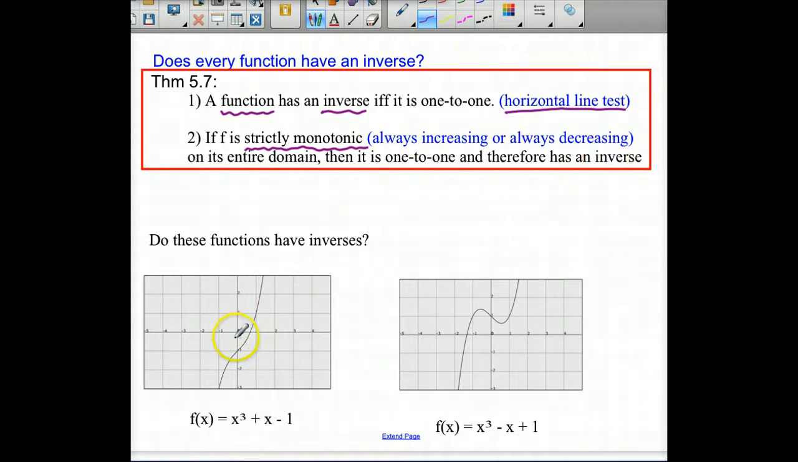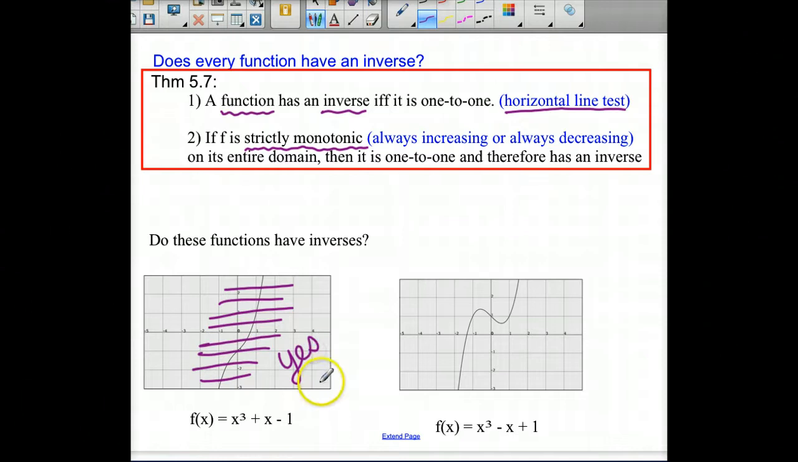So does this function have an inverse? We know it's a function, passes the vertical line test, and if we throw some horizontal lines on here, they all cross only once. So yes, this function would have an inverse. However, this function would not, because a horizontal line crosses it more than once. So this fails the horizontal line test, so no. And you notice it's not strictly monotonic. It increases here, but decreases here, and then increases here. This one is, because it's always increasing. The rates that it increases are a little bit different sometimes, but it's always increasing.